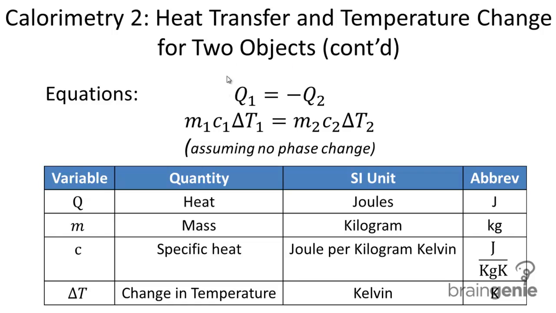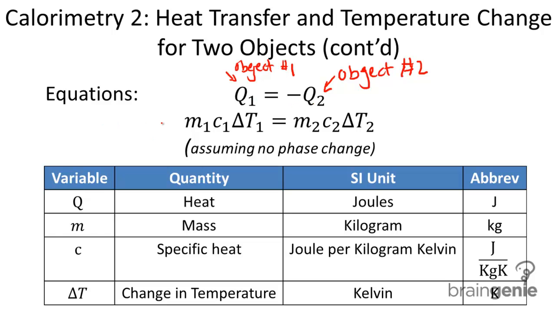Now, the formula that we need to know. Q1, so for object 1, is going to be equal to the opposite of Q2 for object number 2. I wrote this wrong. That should say number 1. And it is going to equal the opposite, or the negative, of the heat for object 2.